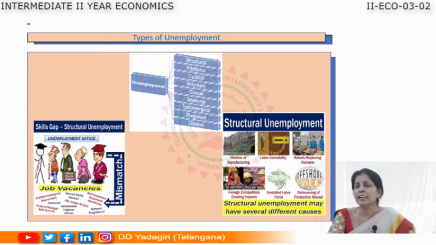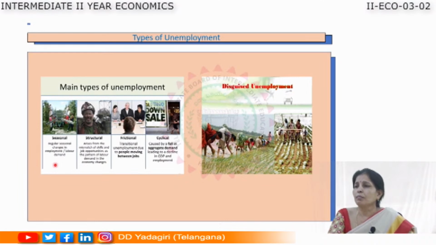There are different kinds of unemployment. To name a few: structural, frictional, cyclical, voluntary, seasonal, technological, disguised, and chronic unemployment. Let us see one after the other. What is structural unemployment? What is disguised unemployment? What is frictional, cyclical, seasonal? And let me talk about disguised unemployment.